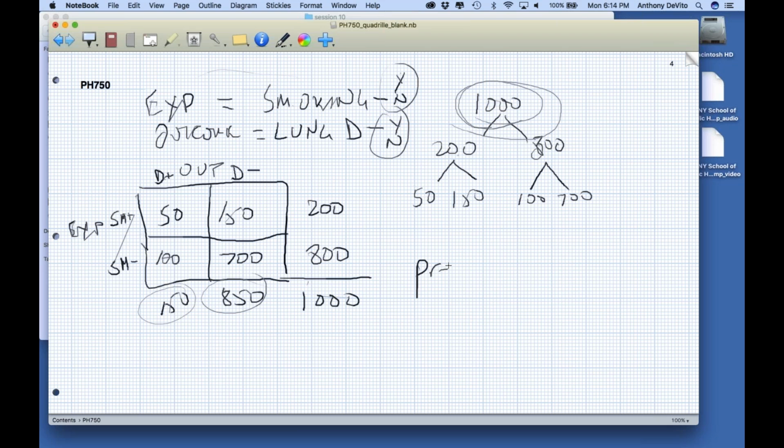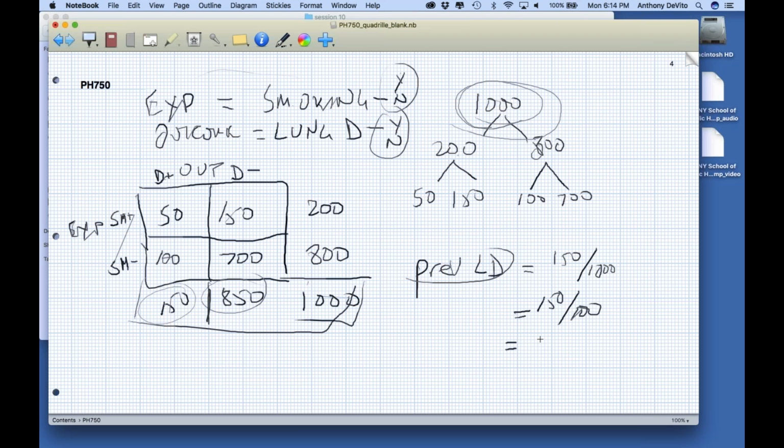What's the prevalence of lung disease in this population? 150 over 1,000, right? The prevalence in the entire population is 150 out of 1,000 people. So the prevalence in this population is 15% or 0.15. Okay, all right. So that's pretty interesting, right?